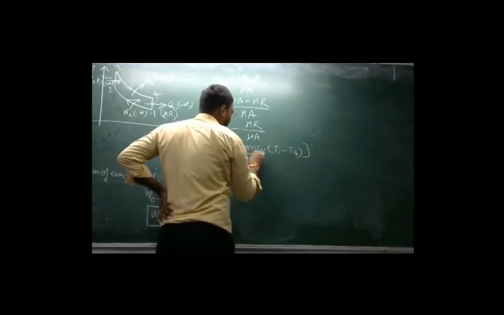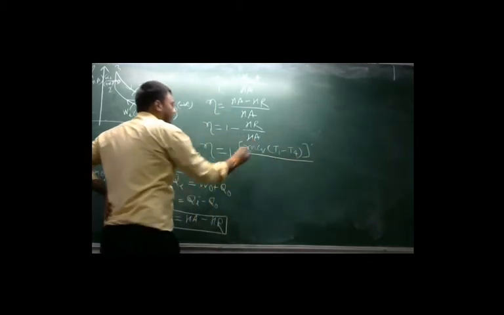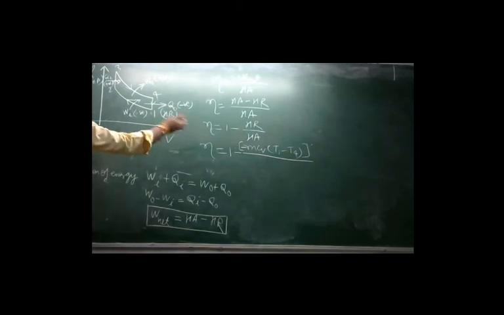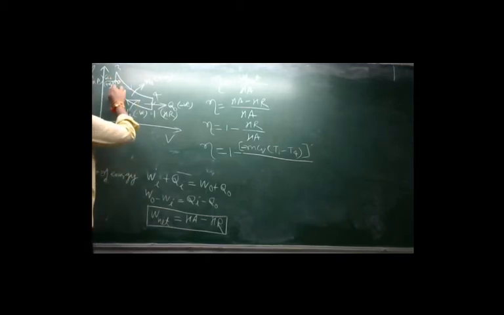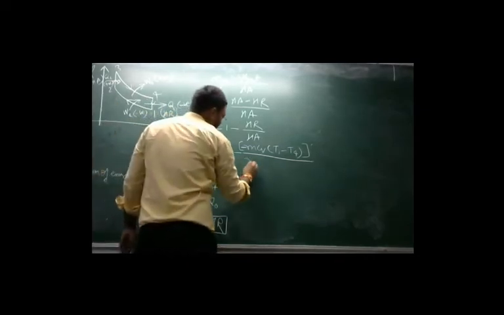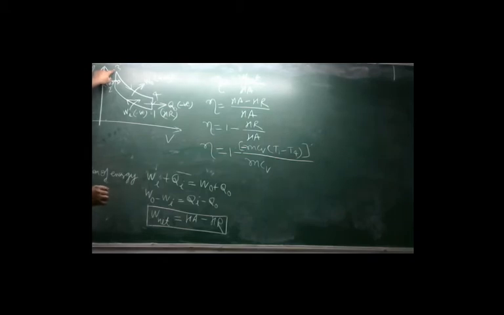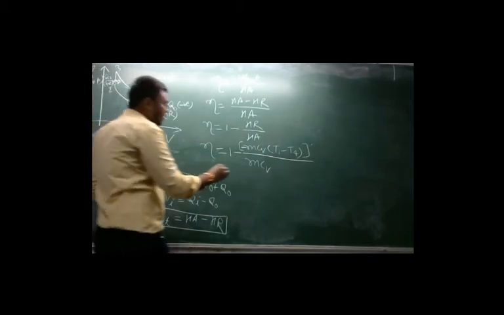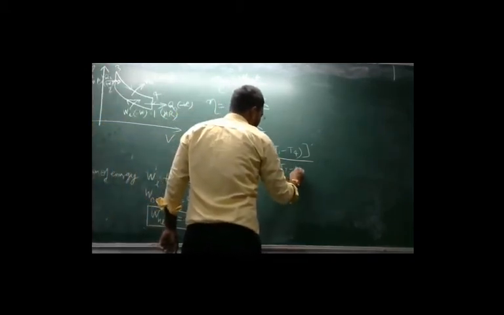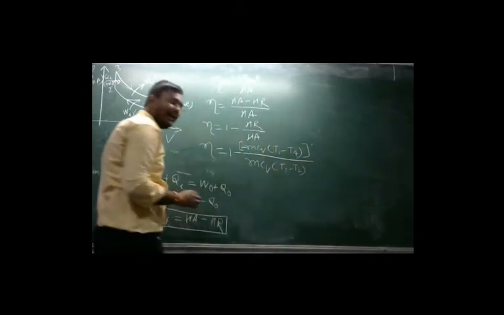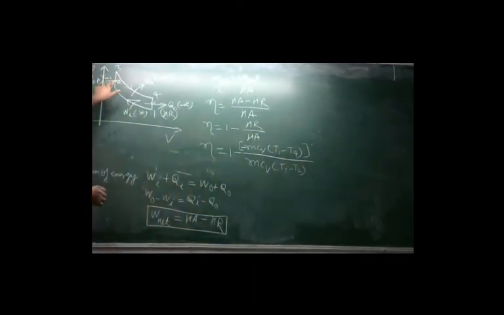Okay, divided by what will be the value of heat addition? We can see from the diagram. Heat addition takes place from 2 to 3. Again this is a constant volume process, so the same formula we can apply: mCV, final temperature is T3, initial is T2. So we can write here mCV T3 minus T2, and this is heat addition, heat input. So this value should be positive.